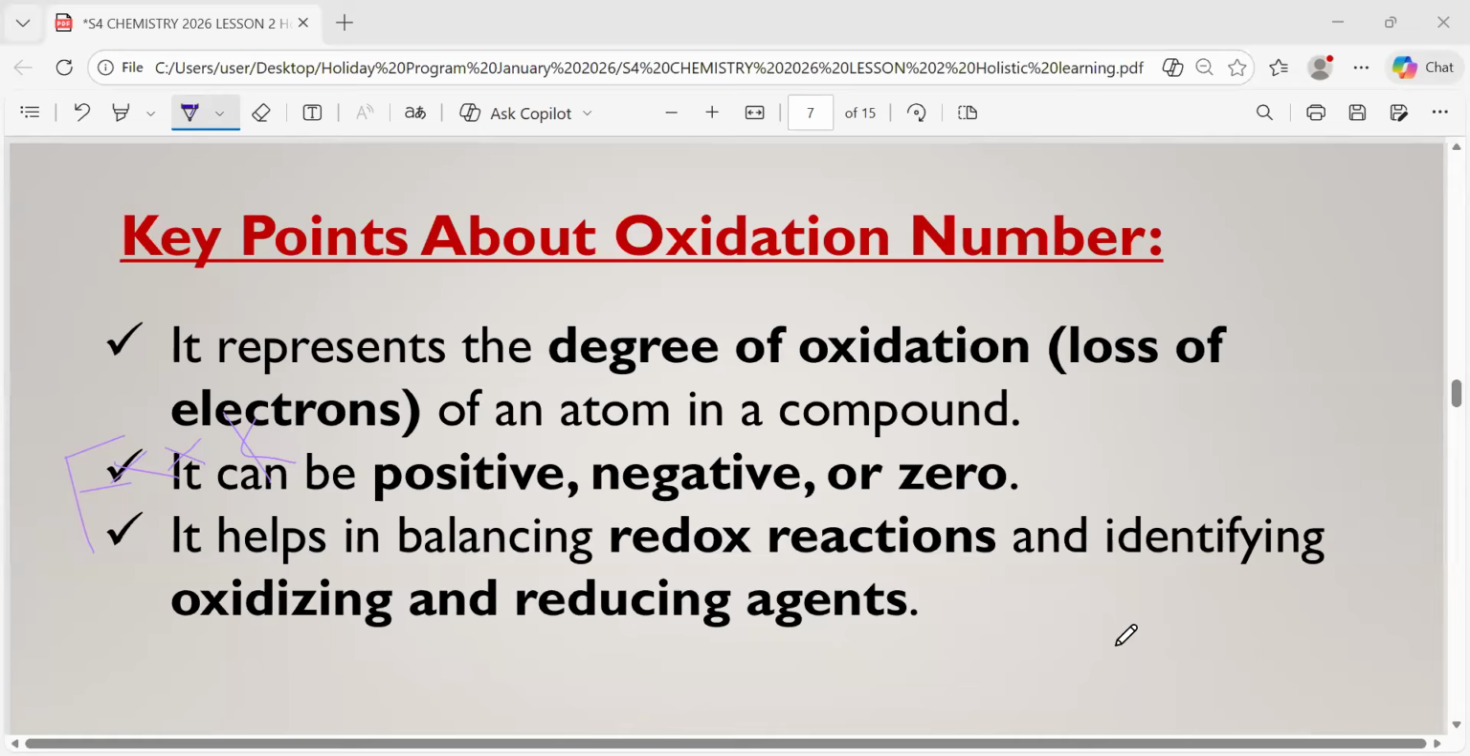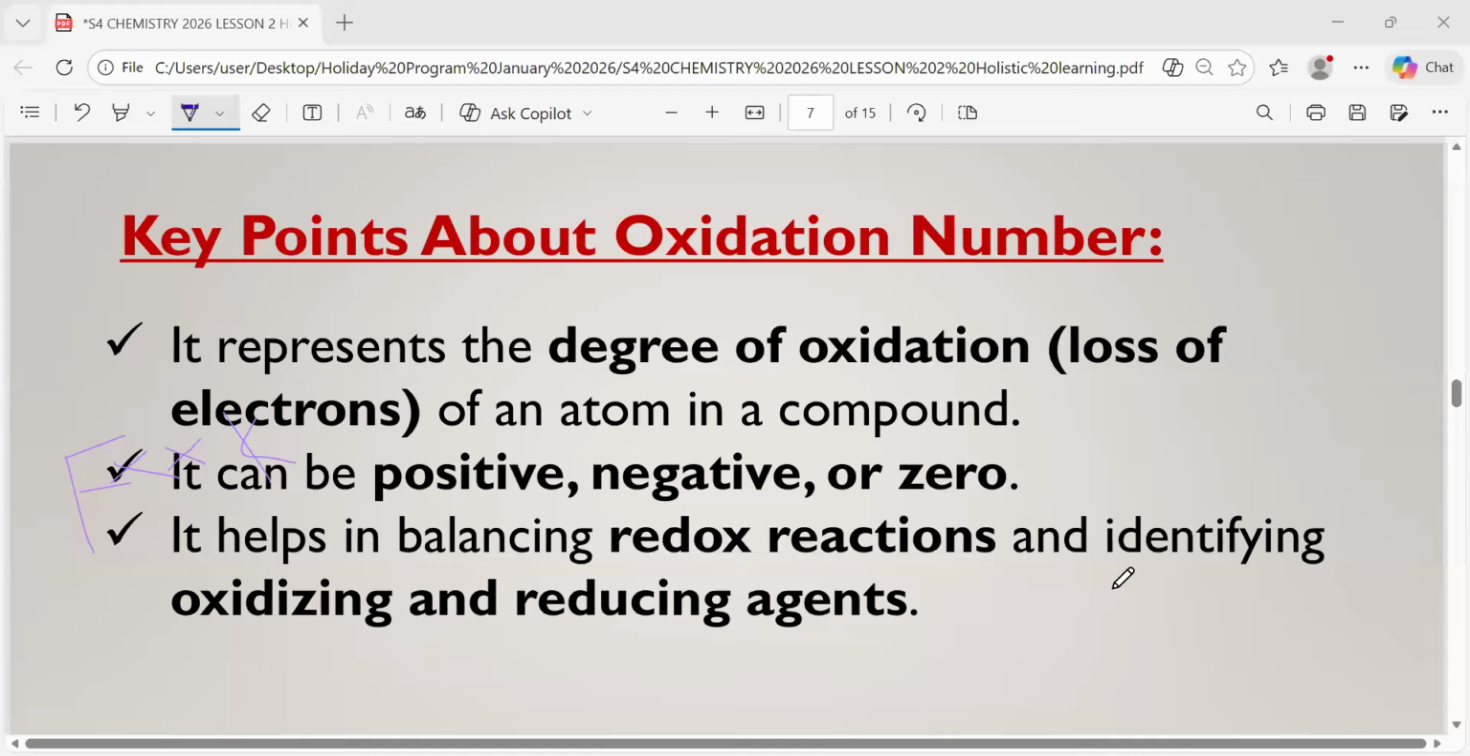Let's have another person. Gemma. Yes, sir. Gemma, please. Okay, take us through those key points about oxidation numbers. Okay, sir. Key points about oxidation number.